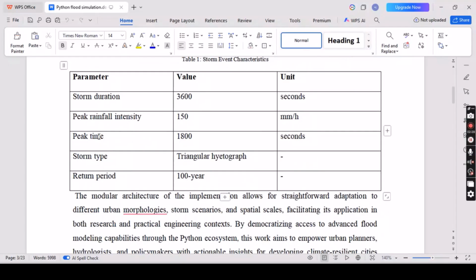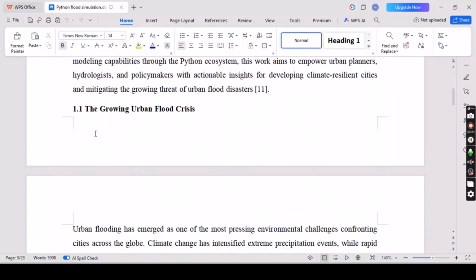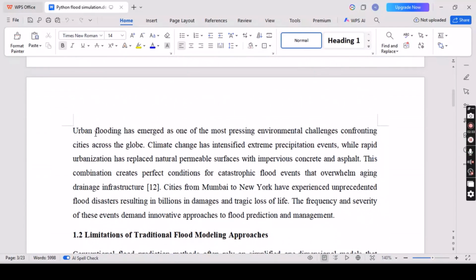Okay, so that's why this is a growing urban flood crisis. Basically, due to climate change, intensified extreme precipitation events, while rapid urbanization has replaced the natural permeable surfaces with impervious concrete and hard surfaces as well. So the combination creates the perfect conditions for catastrophic flood events and overwhelms aging drainage infrastructure as well.